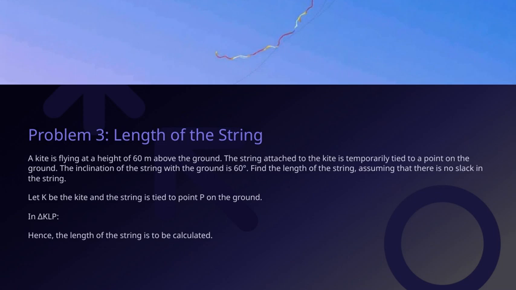Remember, the key concept here is using trigonometry, particularly the relationship between the angle, the height, and the length of the string. Since we know the height of the kite and the angle of inclination, we can use the cosine function to find the length of the string. So the main point is, by applying the right triangle relationships, we can calculate the length of the string accurately. This ties back to our overall theme of understanding how geometry helps us solve real-world problems, like this one involving the kite and its string.